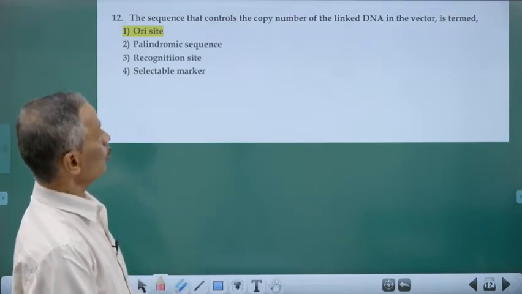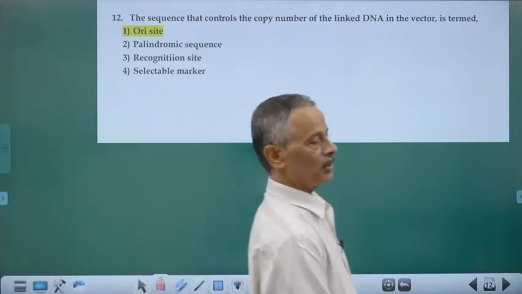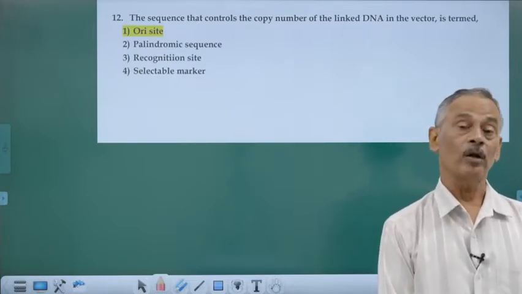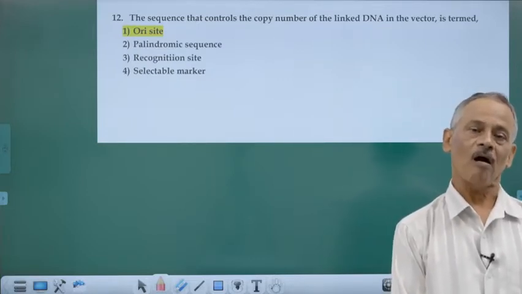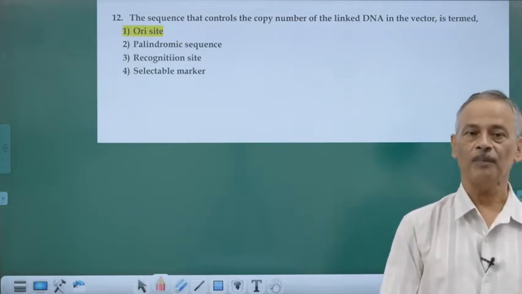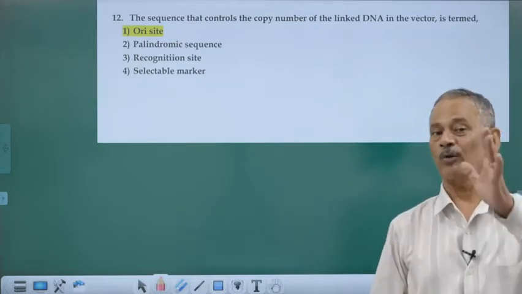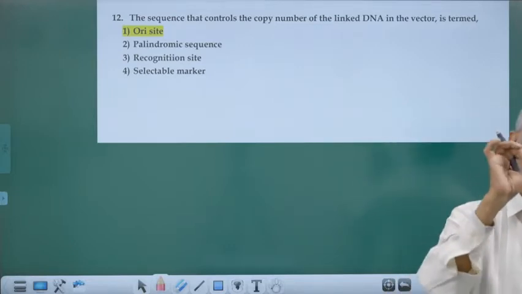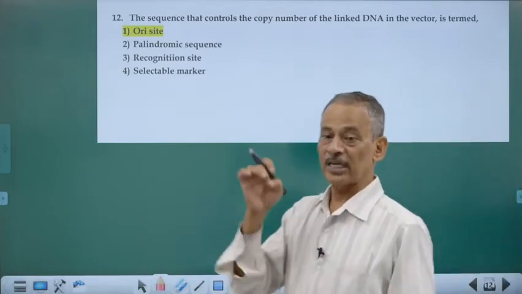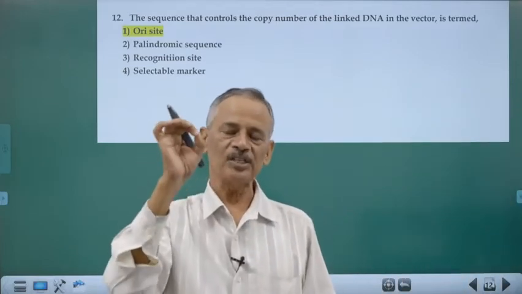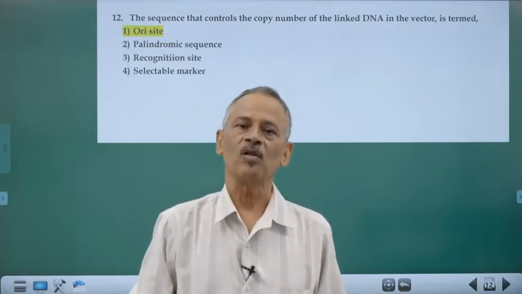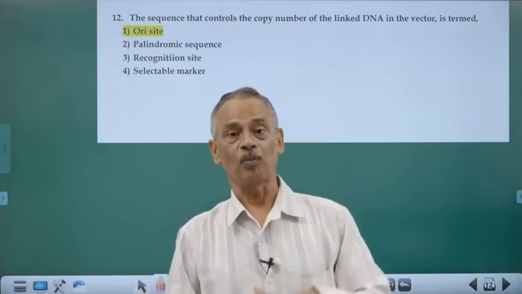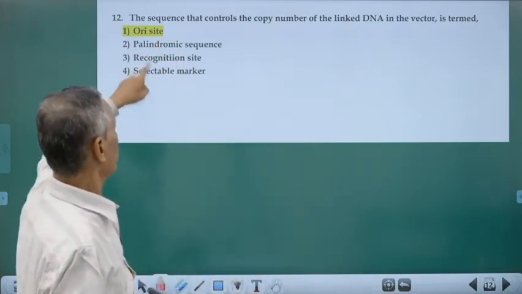The sequence controls the copy number. What is copy number? The number of copies of a plasmid that is present in a host is called its copy number. Sometimes it may be low copy number, sometimes it may be high copy number. Who controls that copy number? Copy number is controlled by a segment called ORI, origin of replication, from where replication starts. The same replication starting site is also responsible for the number of times it should multiply, controlling the number of copies. Okay, so it is the ORI site.